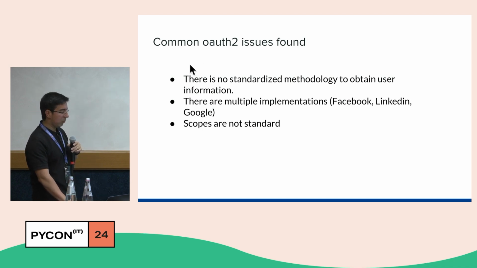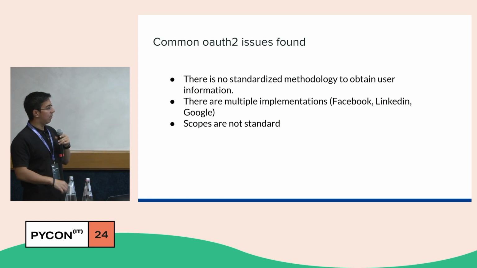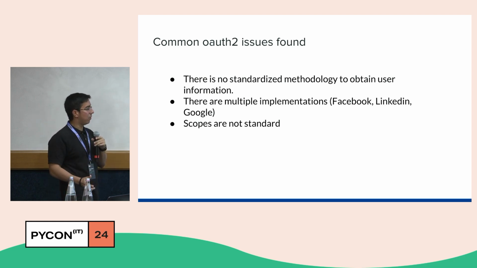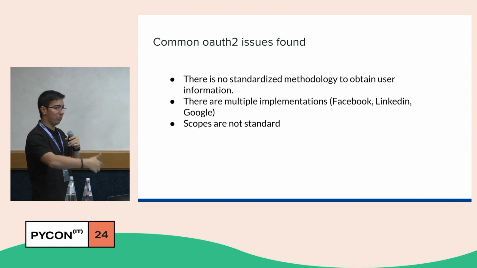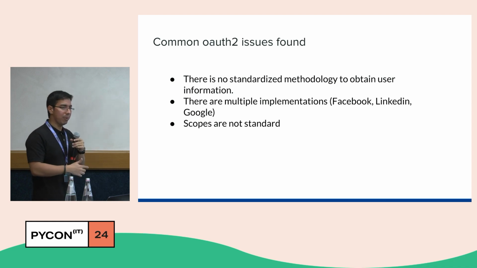And okay, so what happens is that, as I mentioned at the beginning, there's no standardized methodology to obtain the user information. So for example, as an identity provider or someone that develops your app, you can design the scopes that you want to access. For example, contacts and calendar belong to Google, but LinkedIn might have another one, or your application might have another one. There are multiple implementations. As I mentioned, Facebook, LinkedIn, and Google have their own way to make those requests that go to their own servers. And there's no standardized methodology to obtain user information.